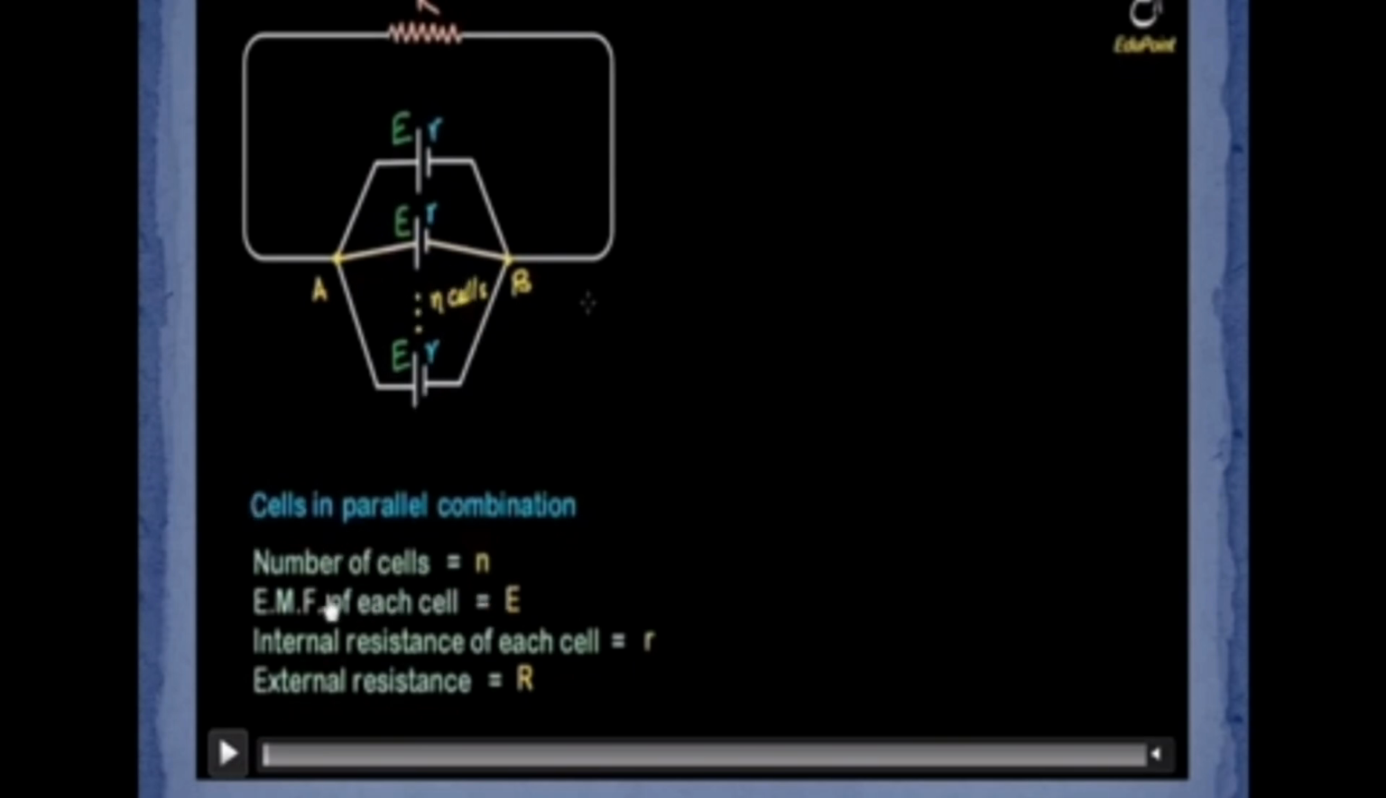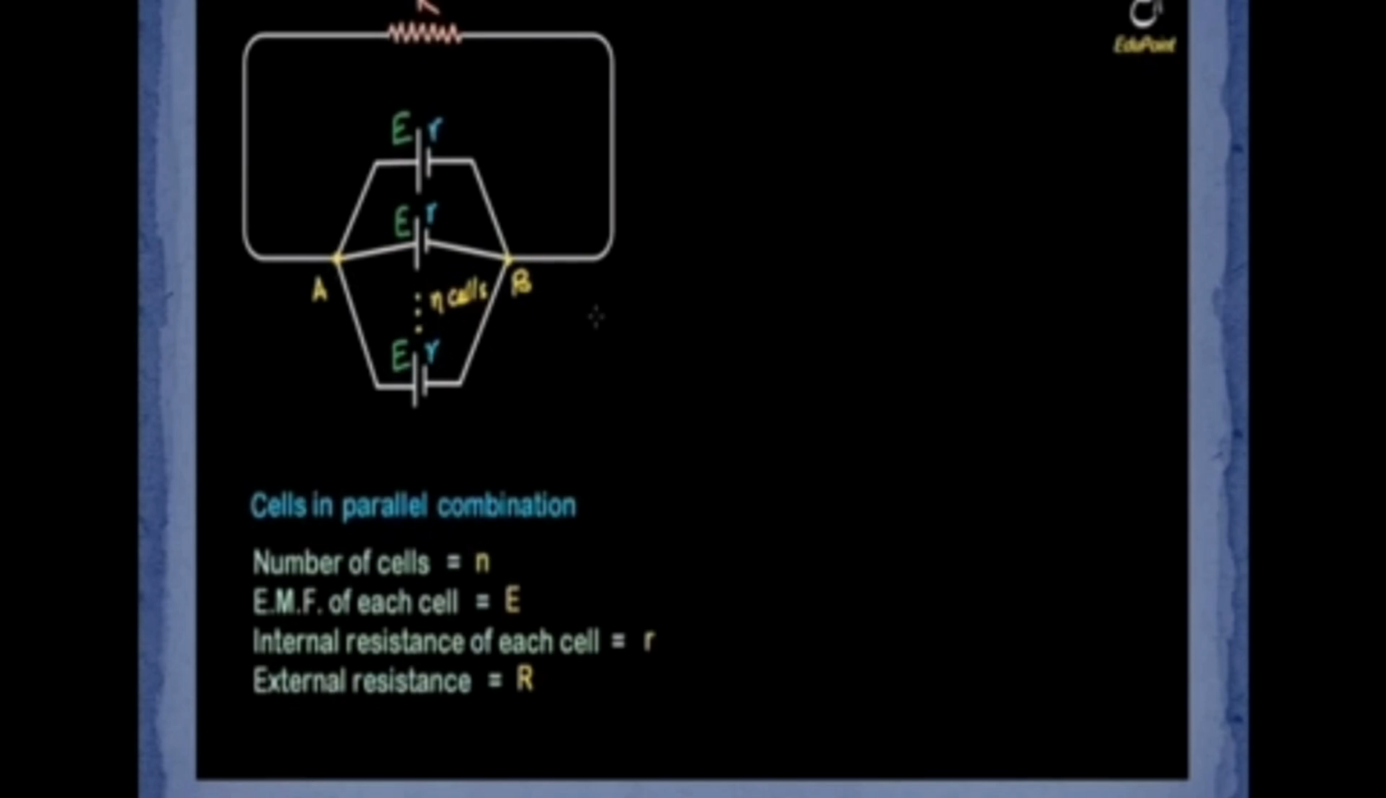So number of cells is n, EMF of each cell E, internal resistance of the cell is r, external resistance is R. So internal resistance is taken as small r, and the externally connected resistance is capital R. So what is the effective resistance? Let us calculate. What is the total potential and total resistance?